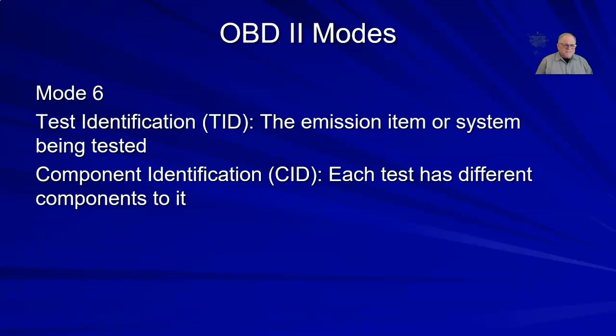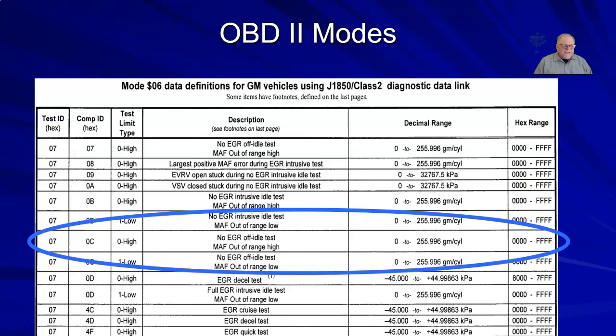Mode 6, this is the TID, the test identification, and the CID. The test is for a particular emission component. The one we're going to take a look at is the EGR. Then there's multiple components to this test. It's in hexadecimal. So looking over here, TID 07, and then the component ID, you see 07, 08, 0A, 0B. And we're going to look at this 07, 0C, and this is the EGR with the mass airflow sensor.